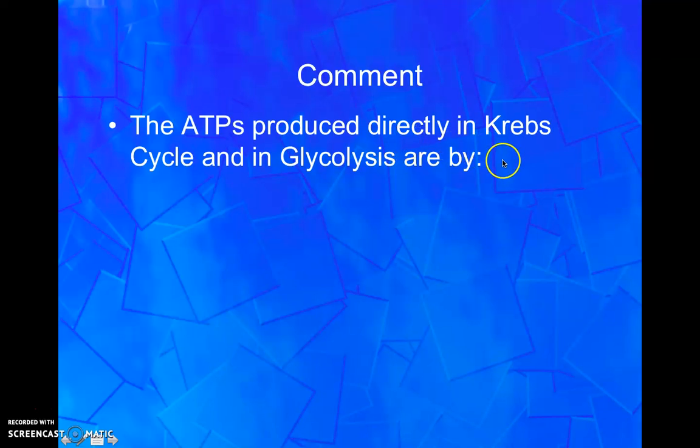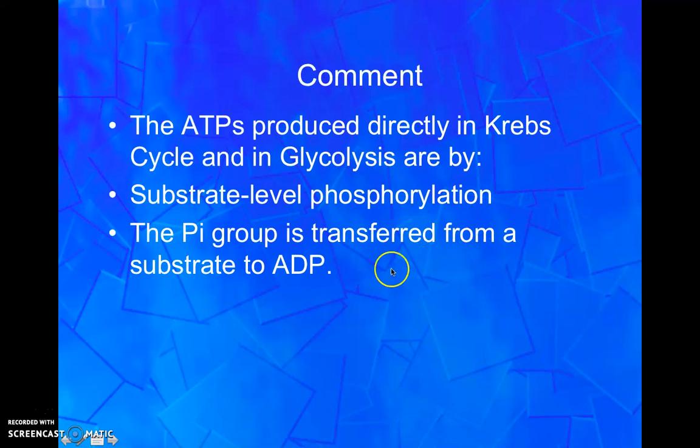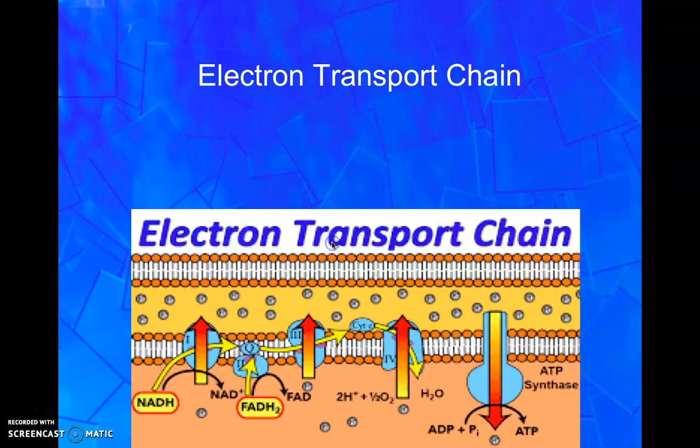So when we get these ATPs, they are from substrate level phosphorylation, okay? The inorganic phosphate is transferred from a substrate to an ADP, which then makes it ATP. So we're talking about some phosphate joining in an enzyme to be paired with the ADP.